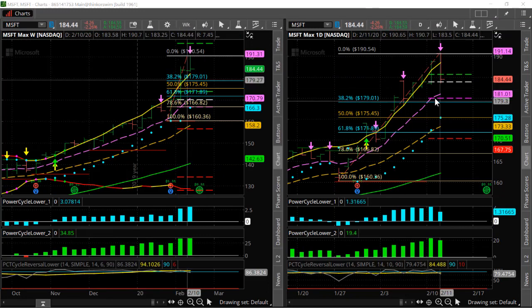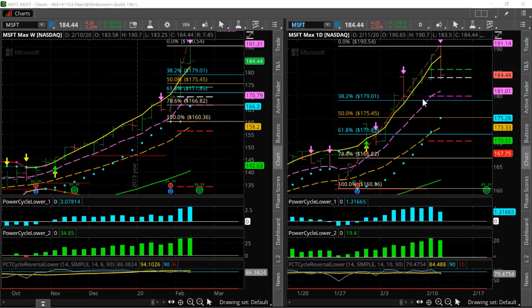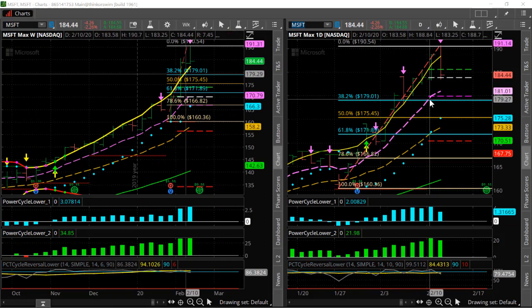The other thing is, if you look at the option activity on Microsoft, there's a whole lot of option activity on the monthly options at the 180 strike. So here's a couple of ways you could short Microsoft for very low defined risk. One way to short and keep your risk under control would be to do a butterfly. We've got a potential target down here to about 180.